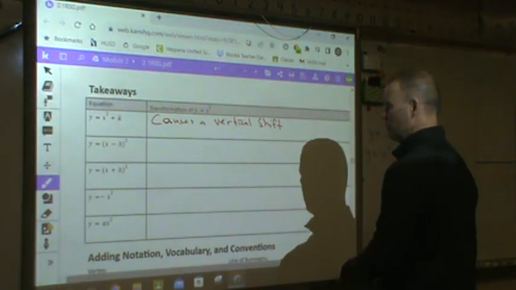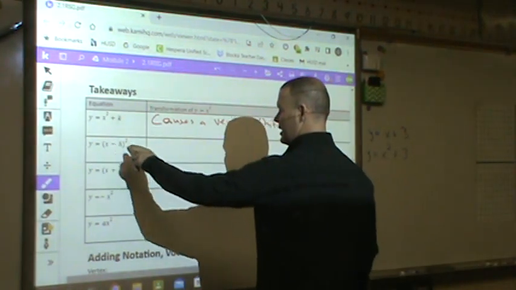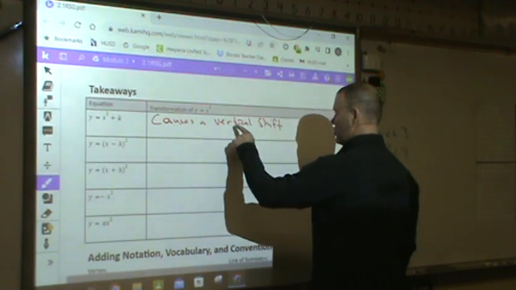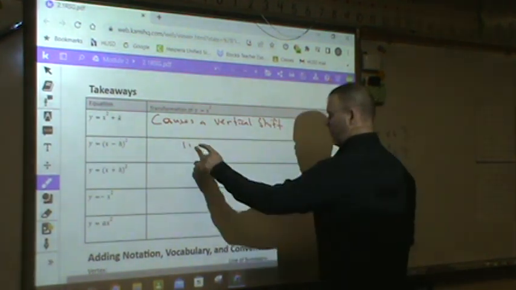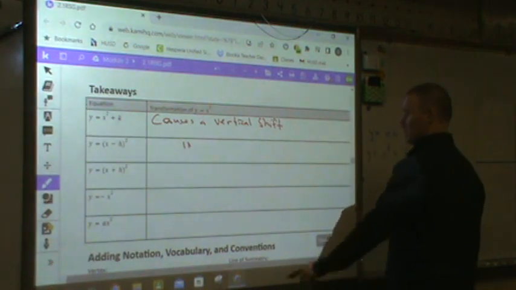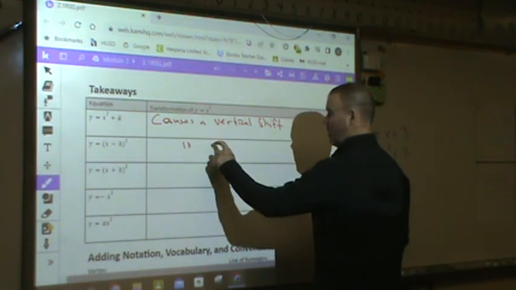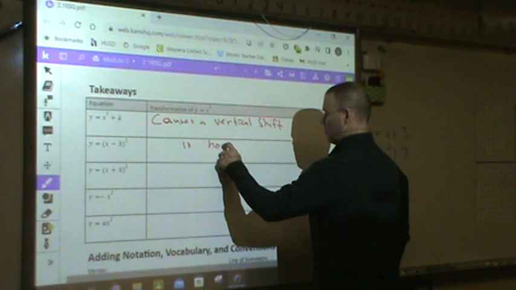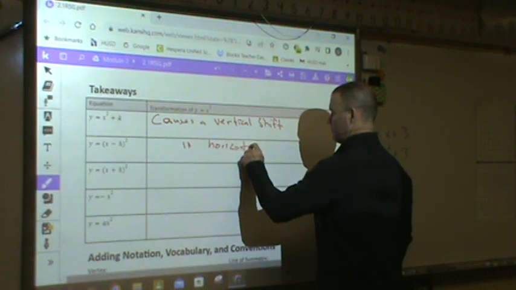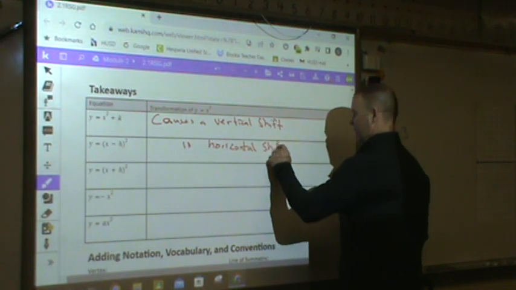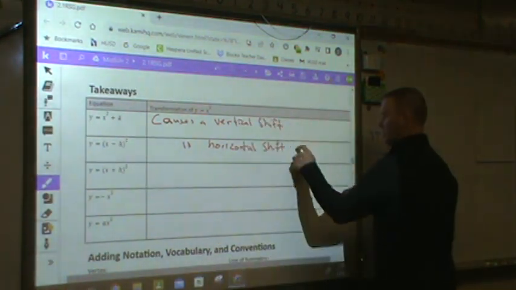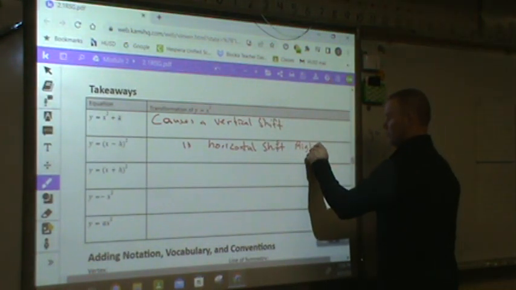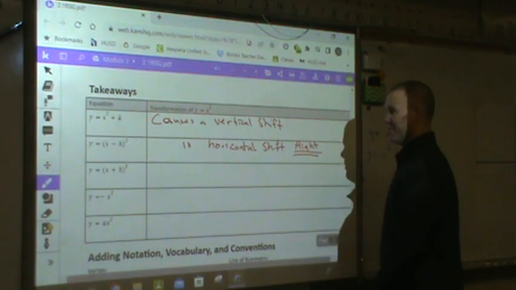When we look at x minus h, it's going to cause a horizontal shift, and I'm just going to put quotes around h because I don't want to write this a ton of times today. Make sure you put causes a horizontal shift. And the trick here is if it's x minus, it actually shifts to the right. Okay? So make note of that.